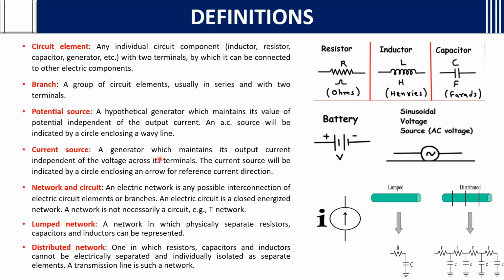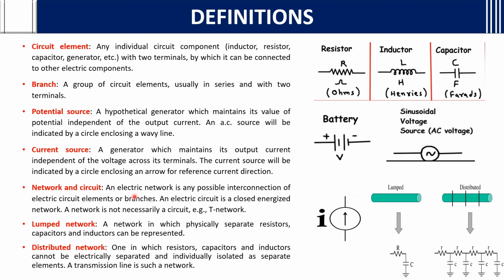Current source, a generator which maintains its output current independent of the voltage across its terminals. The current source will be indicated by a circle enclosing an arrow for reference current direction. See, this is the current. Basically, with these definitions, we need to know what is a resistor, what is an inductor, how a capacitor is drawn, how a battery is drawn for DC voltage, how AC voltage is drawn, how current is represented in the circuit. So these are the definitions.